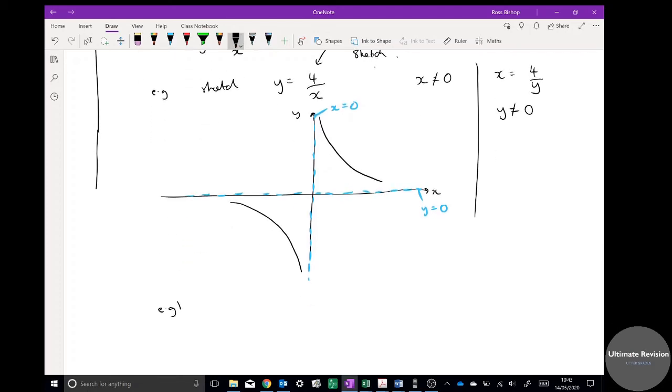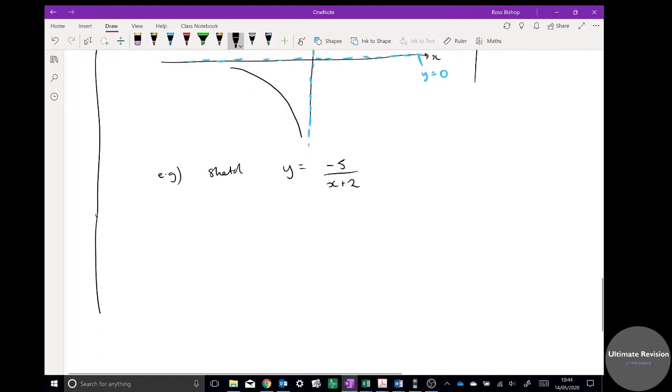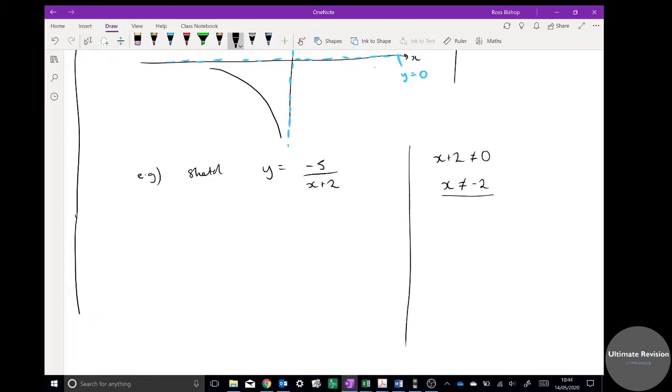Let's just do a final example on reciprocals. So sketch, let's go to a slightly different one: y equals negative 5 over, say, x plus 2. Right, now what I'm going to do here is think about what x couldn't be. You can't divide by something that's 0, so x plus 2 cannot equal 0. So x cannot equal negative 2. That's going to be one of my asymptotes, negative 2.